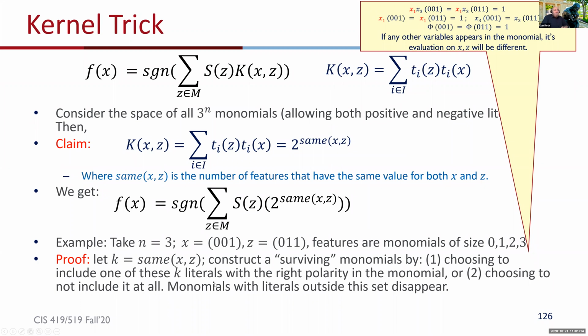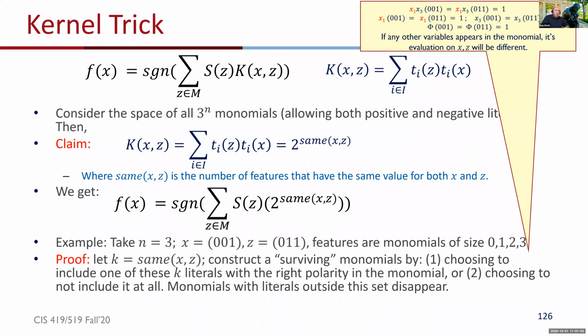I'm arguing that what I need to do, imagine that you've taken this example x and you've written it in the T space, all 27 monomials. And the same thing you did for z. You've written all 27 monomials, and then you computed the dot product. What will the value of the dot product be? It will be the value of all those surviving monomials, those that are 1 on both sides, on the x expansion and on the z expansion.